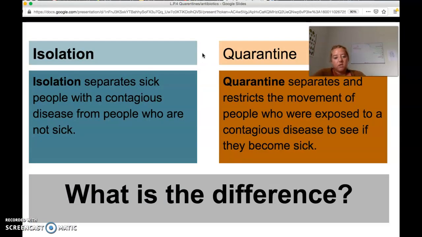So isolation, what's the difference between the two? They're both kind of similar, right? We're kind of staying away from people. Isolation happens, though, when you separate a sick individual from the people who are not sick.